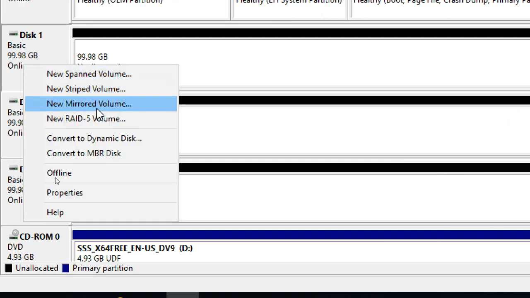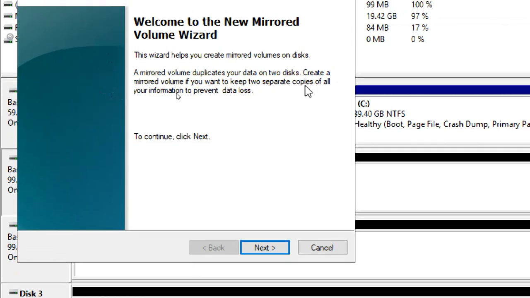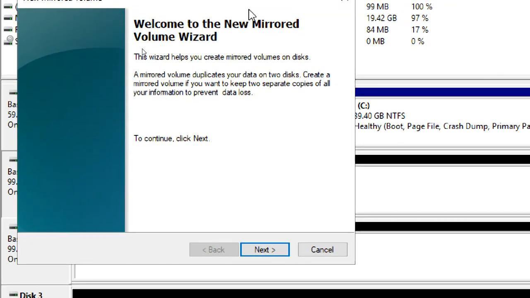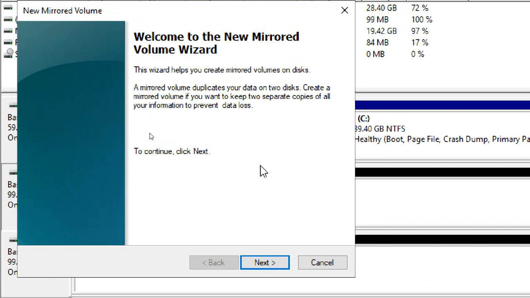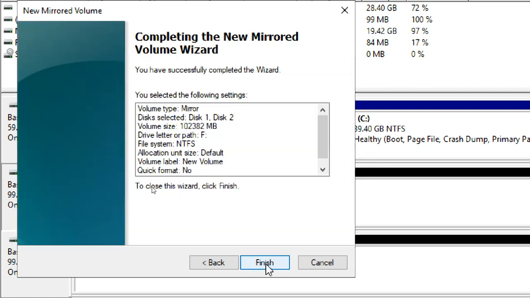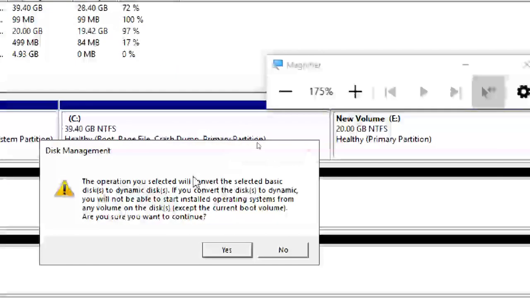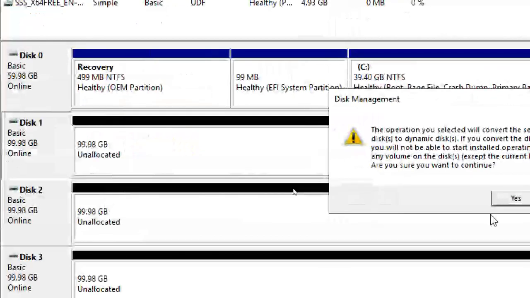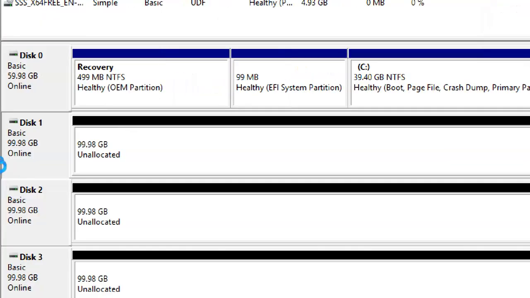Next, RAID mirror. Okay, in a mirror we can take only two disks and create a mirror volume if you want to keep two separate copies of all the information, to prevent data loss. So 100. Okay, and now I can't add a third disk. See, it is disabled. So it is asking here because I didn't convert into dynamic. If I don't convert into dynamic, first it will convert into dynamic, and then it creates a RAID.